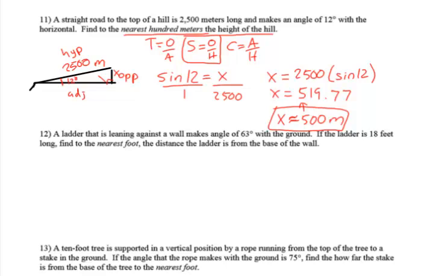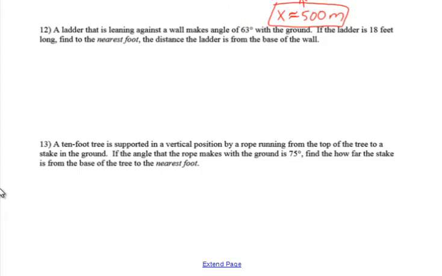Now we've got a couple other ones here, 12 and 13. I think I just want to do one of them. Building and ladder, tree, either one. These are very common. Let's do the ladder one. All right. So a ladder is leaning against a wall, makes an angle of 63 degrees with the ground. All right, so let's just flip it around. Here you go. You got a ladder, you got a wall. The ladder and the wall make this angle, 63 degrees with the ground.